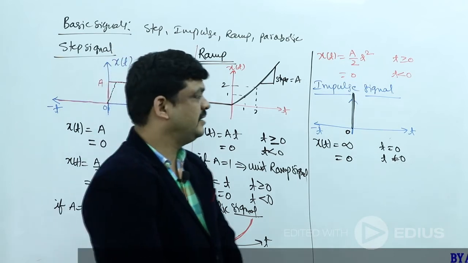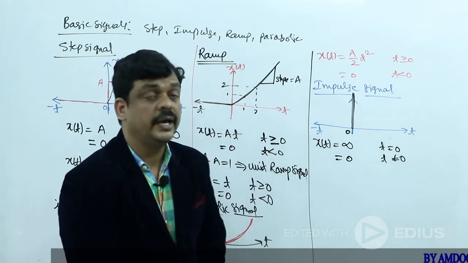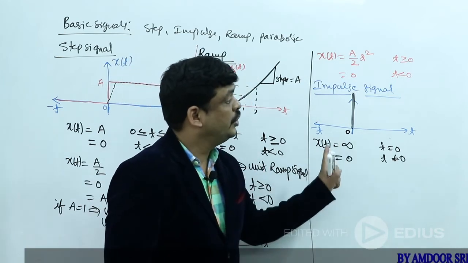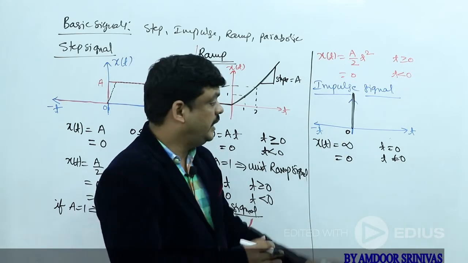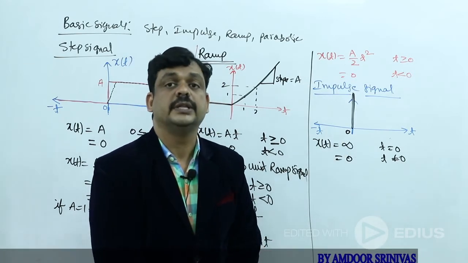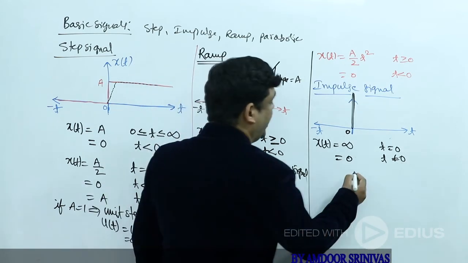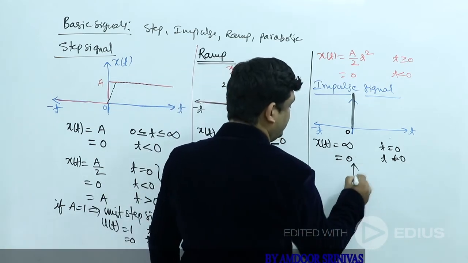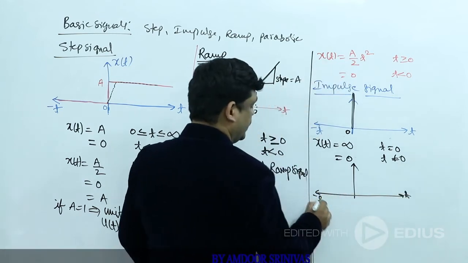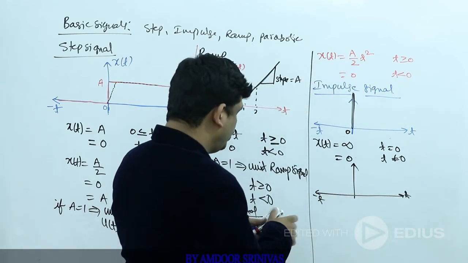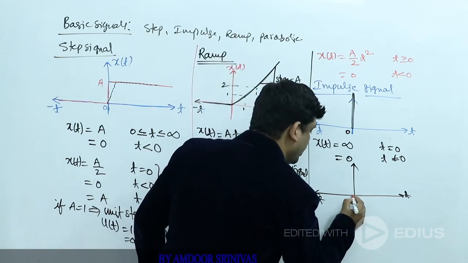But practically this signal is not possible. Why? Because exactly at time equal to 0, generation of infinity amplitude is not possible, right? So practically this representation is not possible. That's why the practically expected impulse signal should be like this. It just acts as a one pulse function.